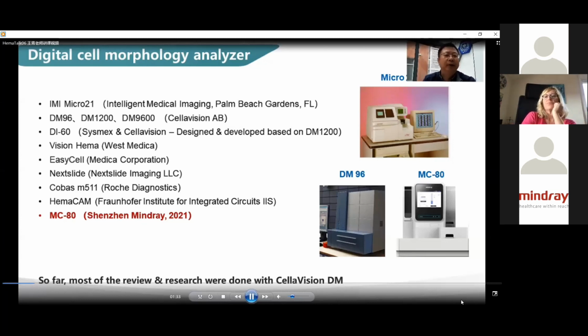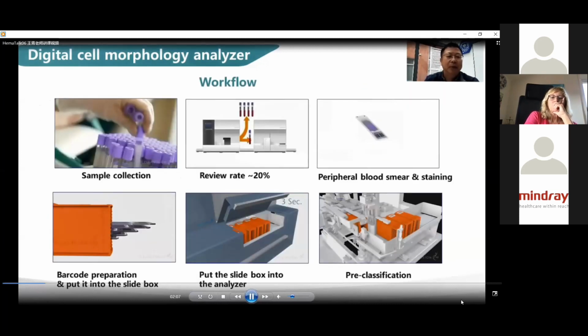the intelligent medical imaging analyzer, and also the DM96, DM1200, and DM9600. We also have the DI60, the Sysmex, and other products designed and developed based upon DM1200. So you can say that nowadays, the majority of those devices are completed.